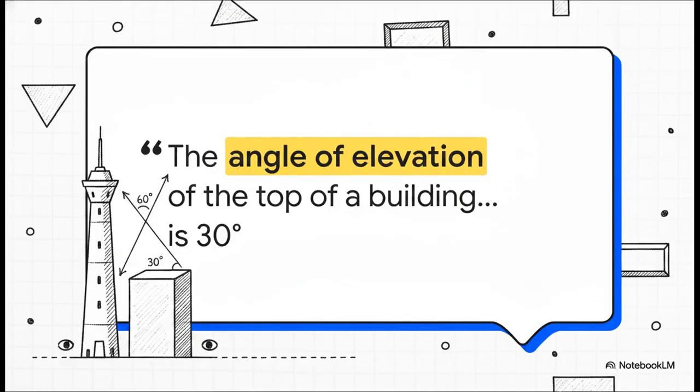Listen to the exact quote from the text. The angle of elevation of the top of a building from the foot of a tower is 30 degrees, and the angle of elevation of the top of the tower from the foot of the building is 60 degrees. I mean, wow. Just hearing it, you can practically visualize those interlocking sightlines, can't you? It's an intricate physical puzzle.